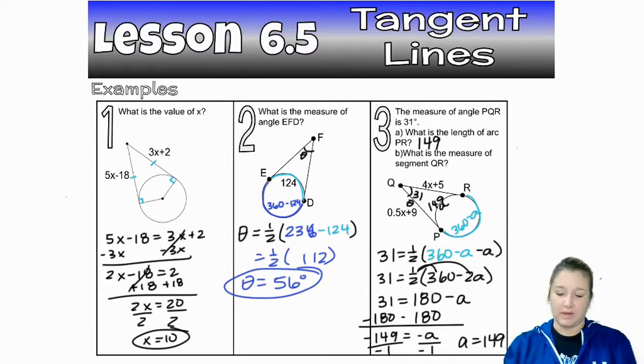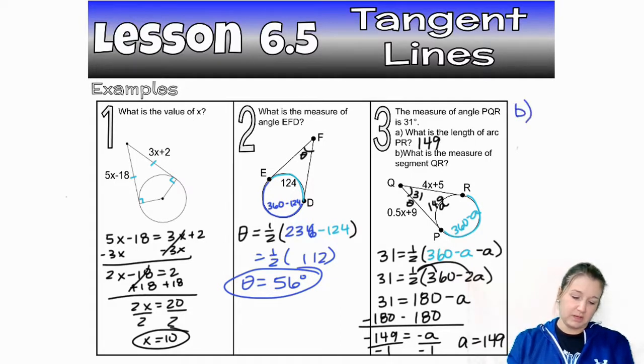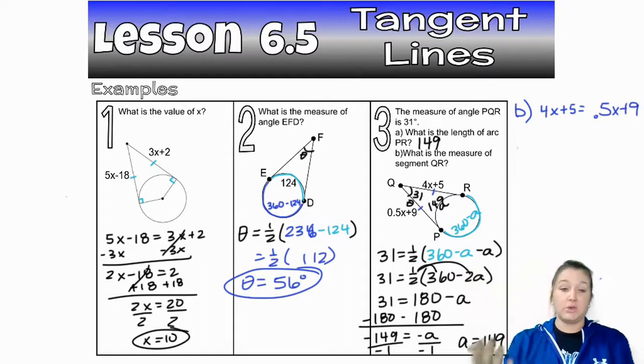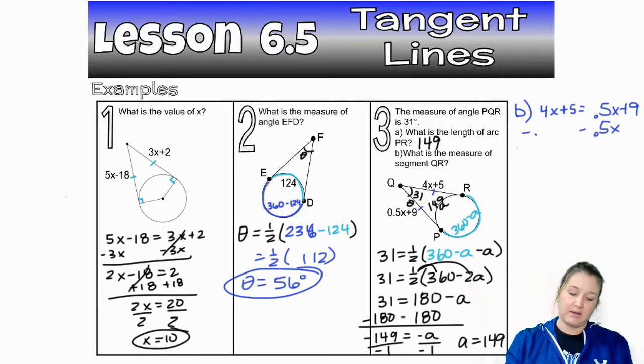And then the second part is asking for the measure of QR. So it's a measure of that segment there. So let's look here real quick. So this is going to be the B part. I'm going to have to kind of come over here and write it out. So the measure of QR, so remember that these two segments are going to be congruent. So I have 4x plus 5 is equal to 0.5x plus 9. So I'm going to subtract 0.5x from each side. And that gives me 3.5x plus 5 is equal to 9.